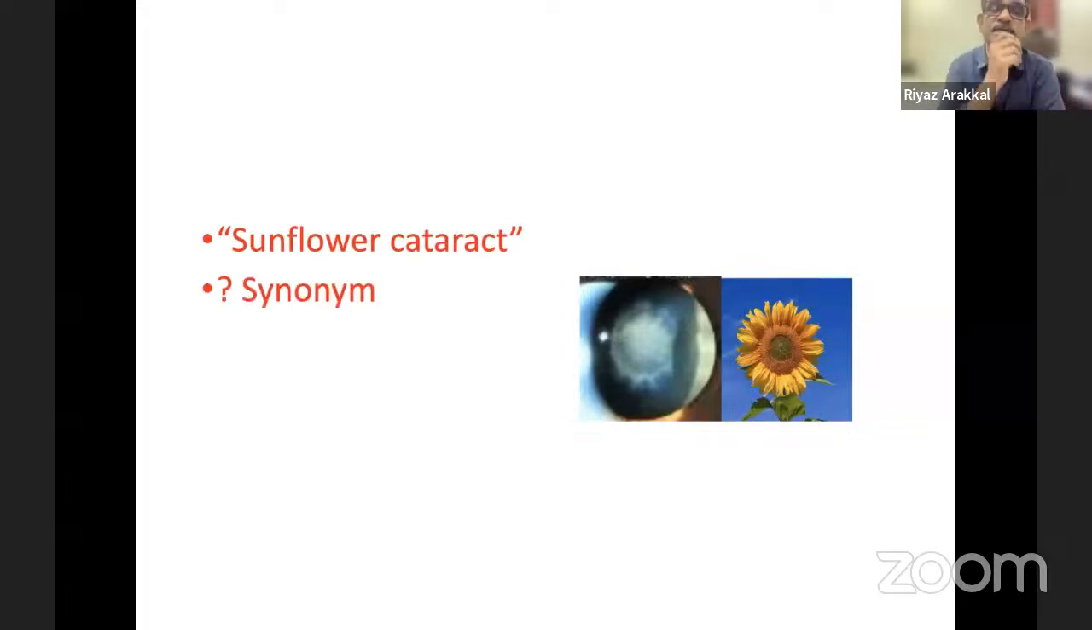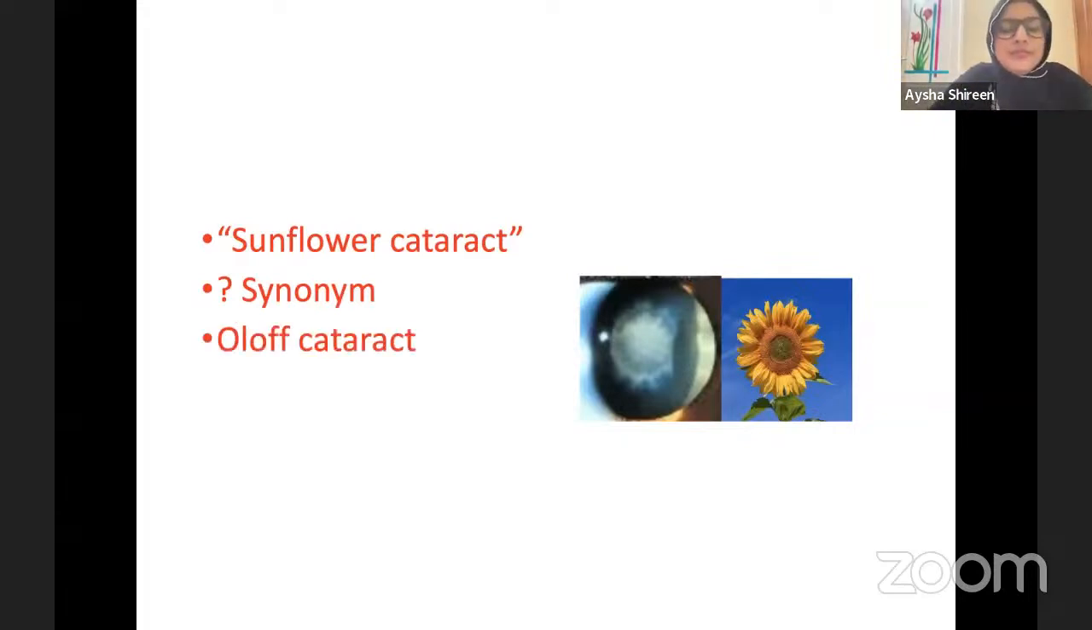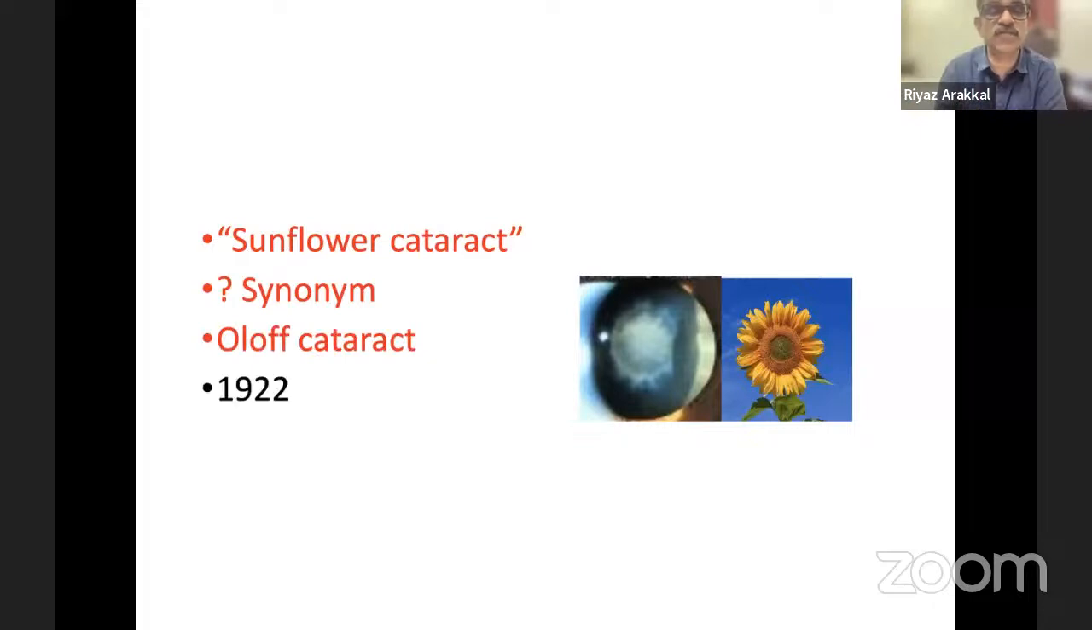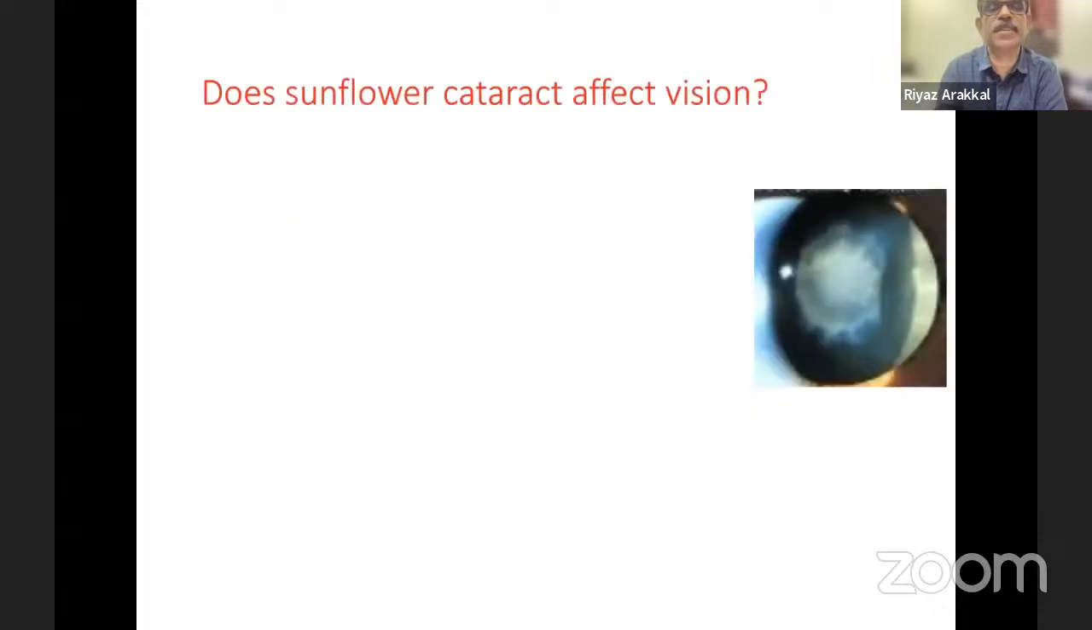Anybody else? So this is a clue for that. This is sunflower cataract. What's the synonym? Who describes sunflower cataract? Olaf. It's also known as Olaf cataract, described by an ophthalmologist called Olaf. It was described in 1922. Does sunflower cataract affect vision?